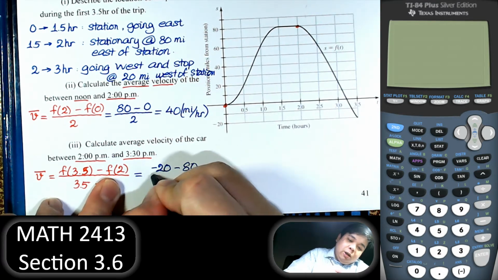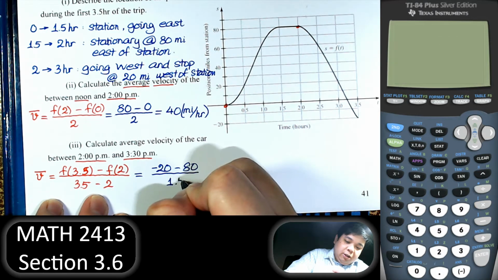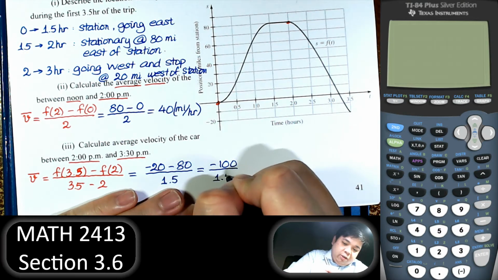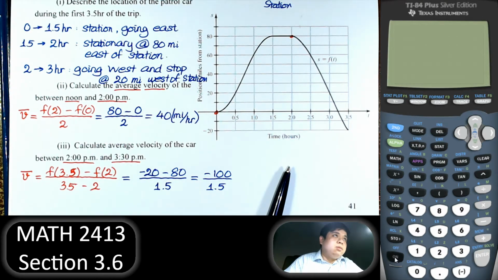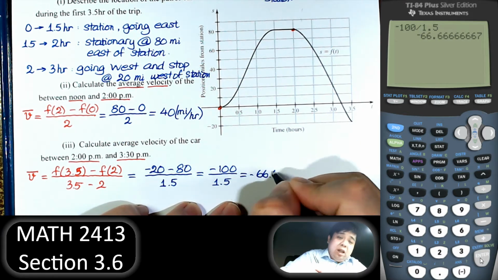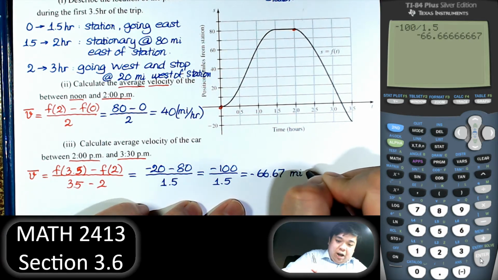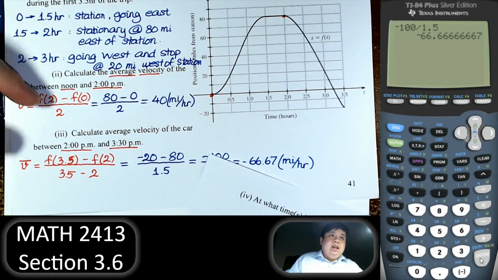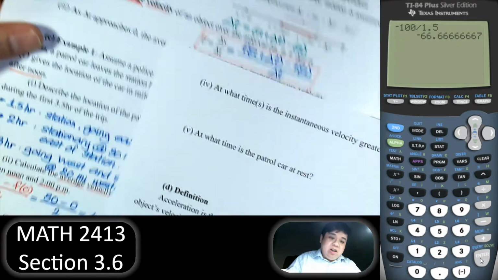miles, over 1.5, which is 3.5 minus 2. So we have negative 100 miles over 1.5 hours. So negative 100 divided by 1.5. So that is negative 66.67. Let's round to 2 decimal places. And the unit is still miles per hour. So straightforward, right? Our average velocity is the difference in position divided by the difference in time.